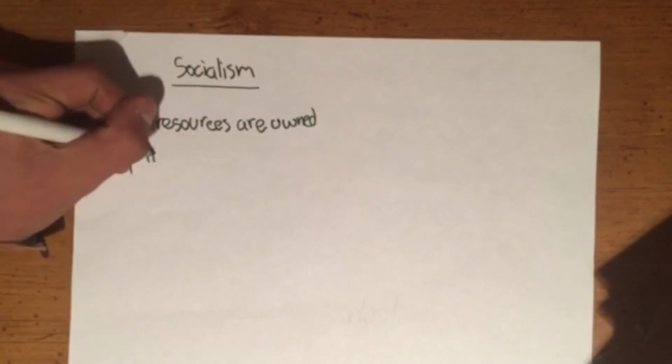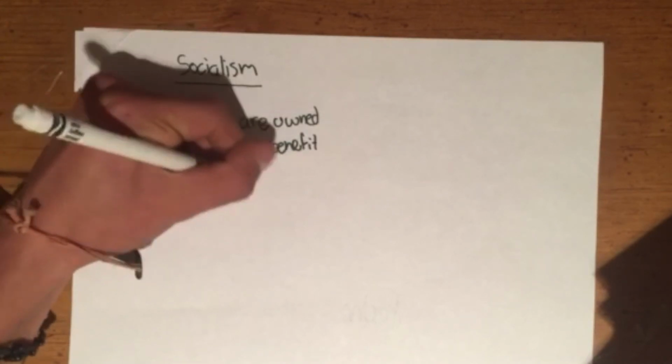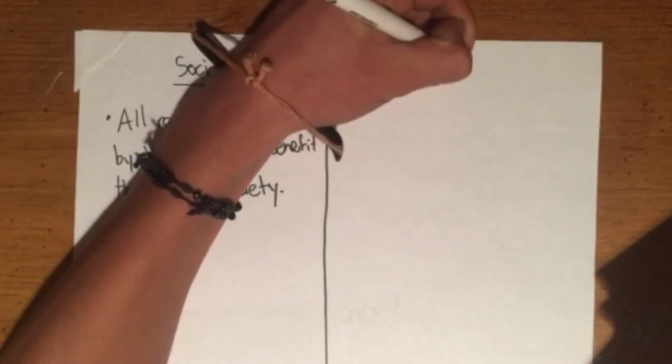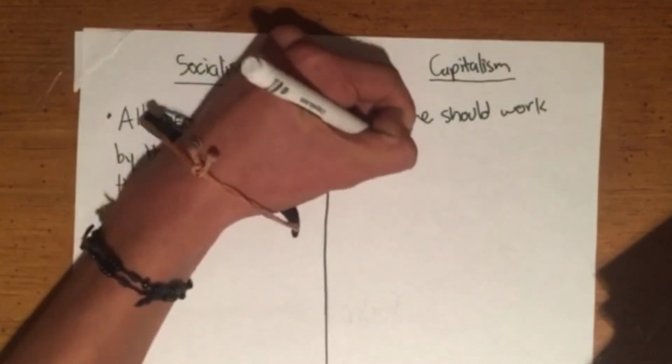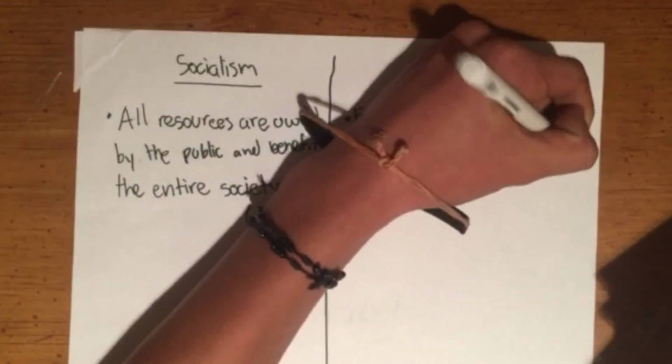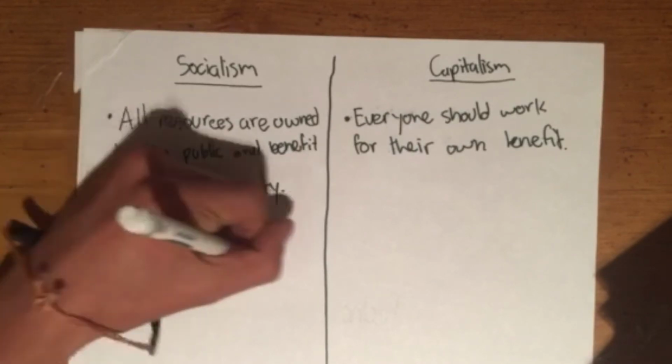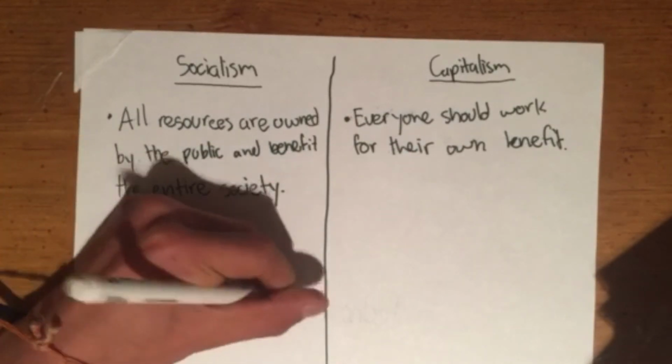These reforms then led to new political thoughts such as socialism and communism. Reformers wanted to improve the lives of the common people since they lived strenuous and deprived lives. They introduced socialism, an idea in which all resources are owned by the public and benefit the entire society. This was a threat to the capitalists who believed that everyone should work for their own benefits.